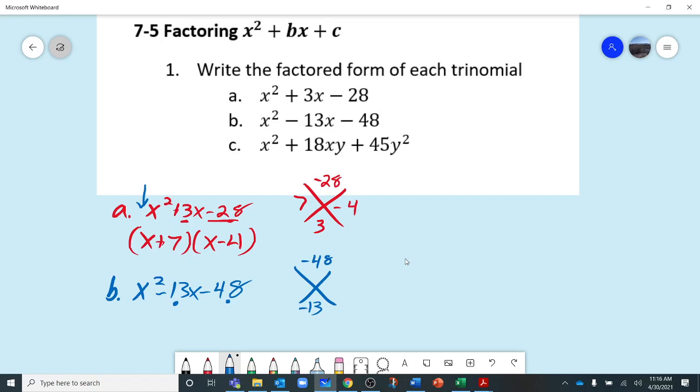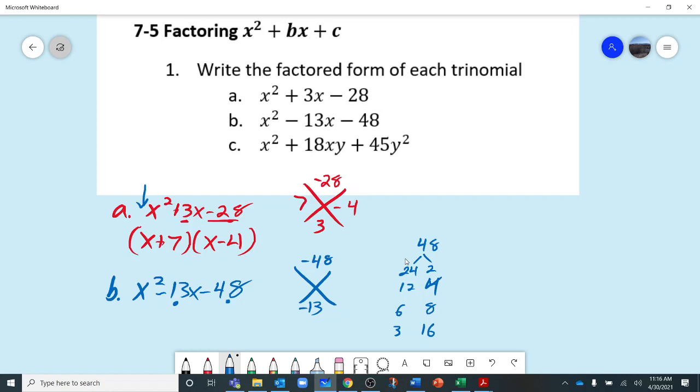Let's think of factors of 48. So 48, that is 24 and 2. It's 12 and 4. It's 6 and 8. What else do we have? 3 and 16. Okay, so 6 and 8 adds up to 14.